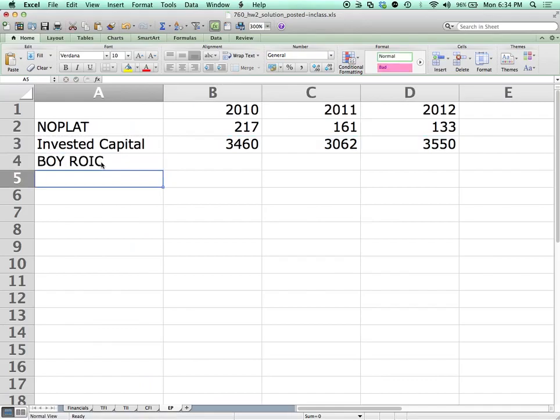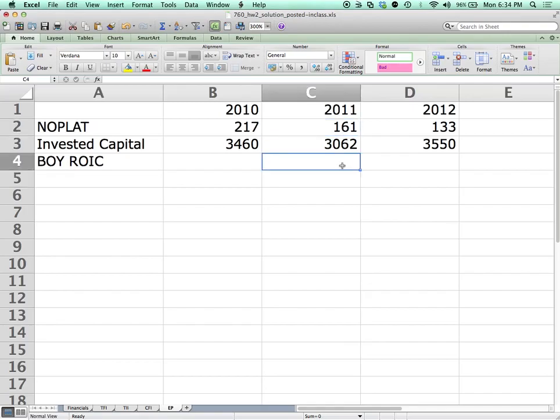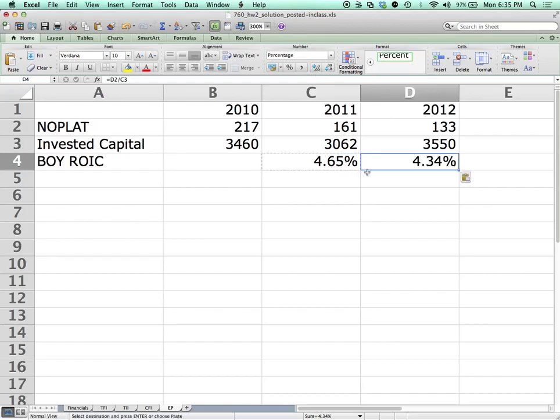So what I mean by that is that beginning of year ROIC, the formula is NOPLAT divided by invested capital. So for 2011, I take my 2011 NOPLAT and I basically divide it by my 2010 invested capital. That's what we mean by beginning of year invested capital. It's the return on the starting invested capital, which is basically the return on the ending last year's invested capital. So in that case, it would be the 4.6%. And if I copy and paste that over, 4.34%. Okay, so that would be the return on the invested capital.